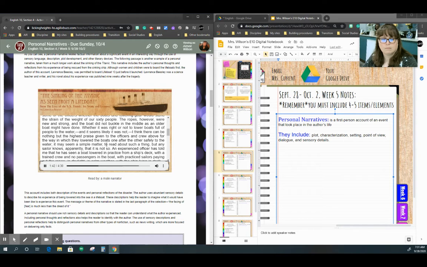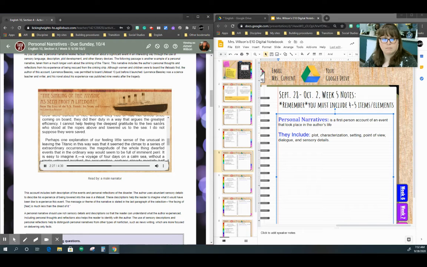It may seem a simple matter to read about such a thing, but any sailor knows, apparently, that it is not so. An experienced officer has told me that he has seen a boat lowered in practice from the ship's deck with a trained crew and no passengers in the boat, with practiced sailors paying out the ropes in daylight and calm weather with the ship lying in dock, and has seen the boat tilt over and pitch the crew headlong into the sea. Contrast these conditions with those obtaining that Monday morning at 12:45 a.m., and it is impossible not to feel that, whether the lowering crew were trained or not, whether they had or had not drilled since coming on board, they did their duty in a way that argues the greatest efficiency.